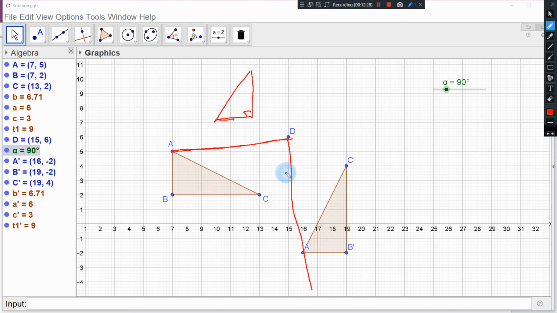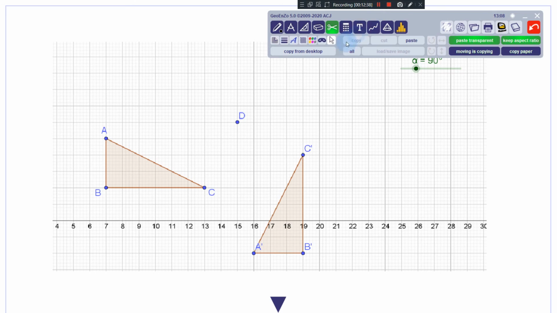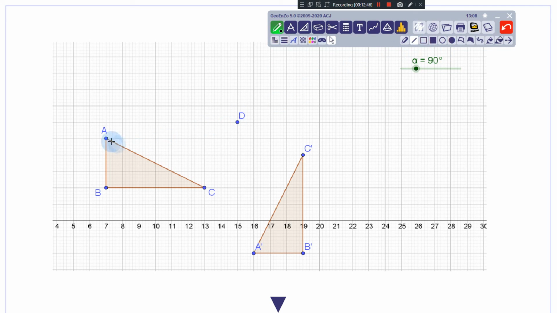Okay, I think it's a little bit hard for you to understand, right? Okay, hold on. Let me use another software to show you how we get it. Okay, let me use this software to show you. I think it's easier for you to understand. Okay, first take out your ruler, right? Take out your ruler, then connect this point to the center.